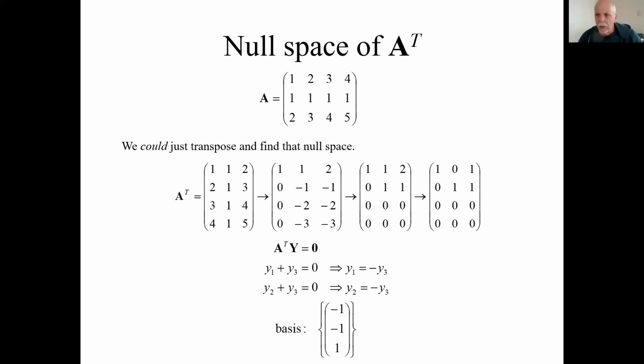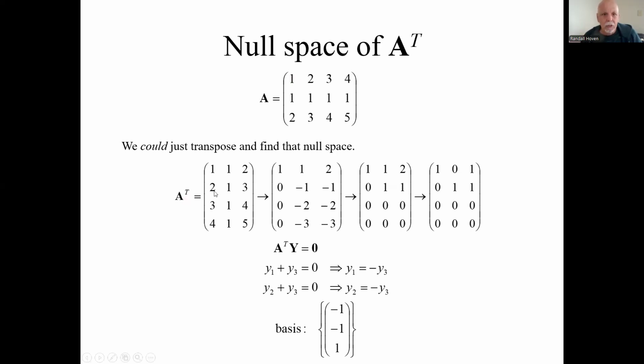Now we'll talk about the last of the four fundamental spaces of linear algebra, the null space of A transpose. You were given A, what is the null space of A transpose? Well, one way to go about it, and actually probably the easier way, if this is all you were asked for, is to just transpose A and find the null space of A transpose the way we said to find a null space. This is one way.